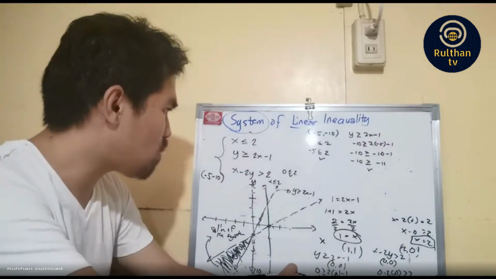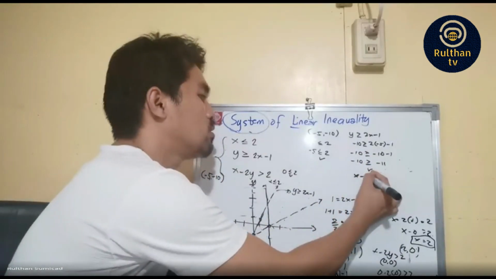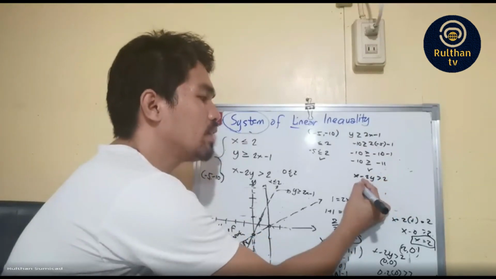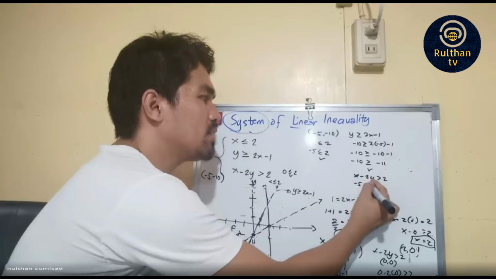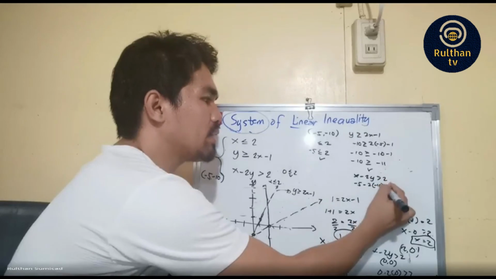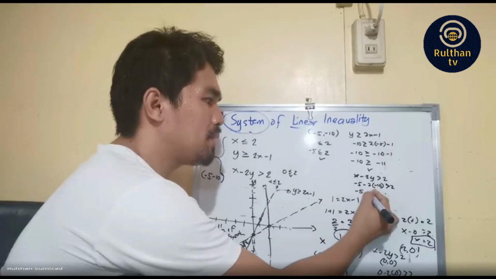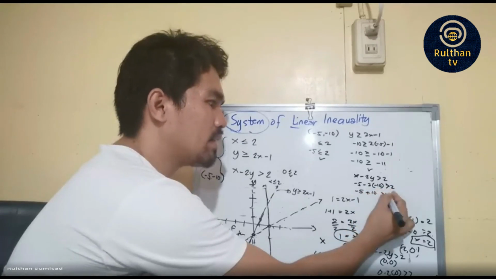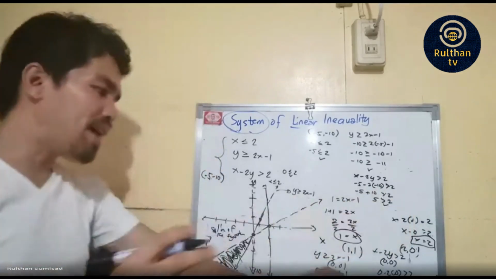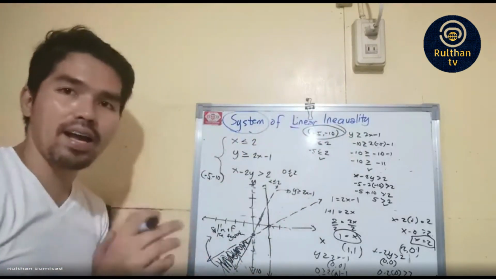Now let's test the last one. Hopefully this will satisfy the last. x minus 2y greater than 2. So that's going to be -5 minus 2 times -10 greater than 2. So it's going to be -5 plus 10 greater than 2, which is +5 greater than 2. It's also correct. It follows that indeed, this is one of the solutions which is actually found in this area. Okay?